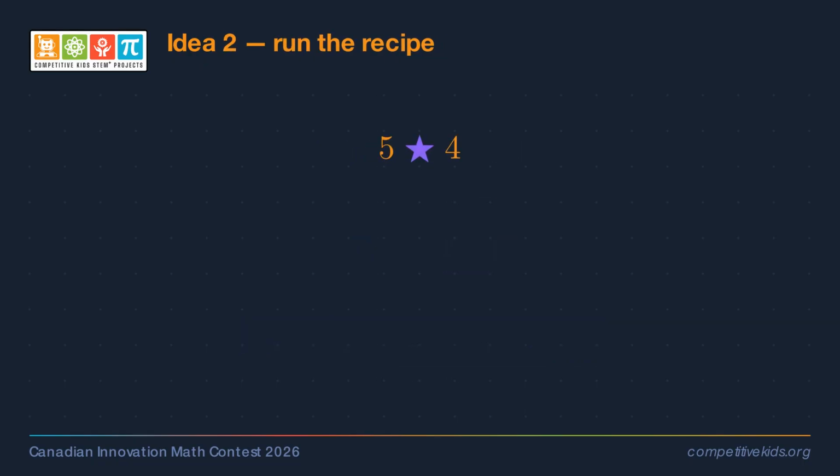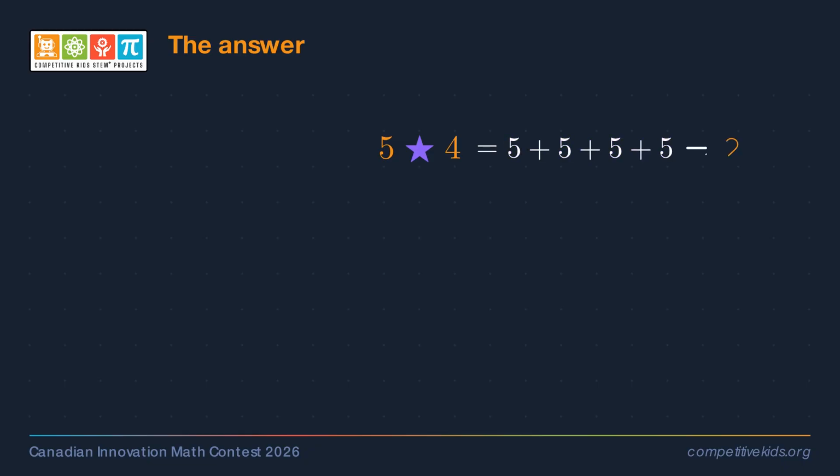Now run the recipe. 5 star 4. The first number is 5. The second number is 4. So we add 5 to itself 4 times. 5 plus 5 plus 5 plus 5. 5 plus 5 plus 5 plus 5 equals 20. So the answer is 20.